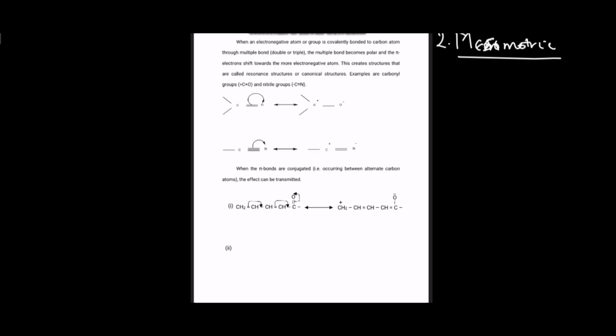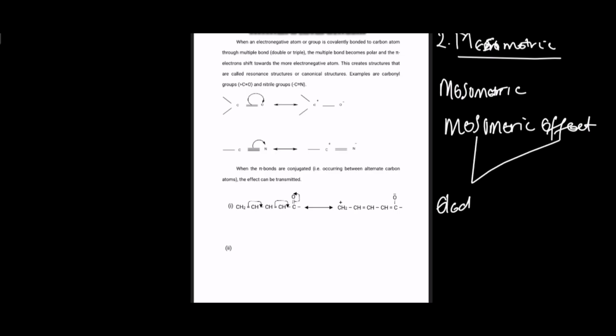The mesomeric effect, right? It occurs when an electronegative atom, please take note of this, when an electronegative atom or group is attached to carbon through a multiple bond. It's spelled M-E-S-O. I don't know what is wrong with my marker.